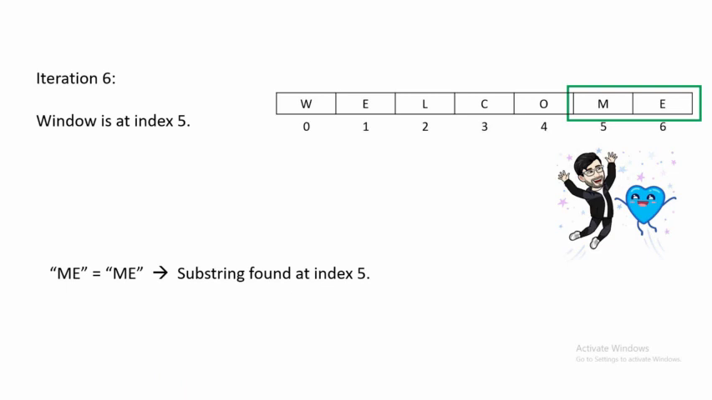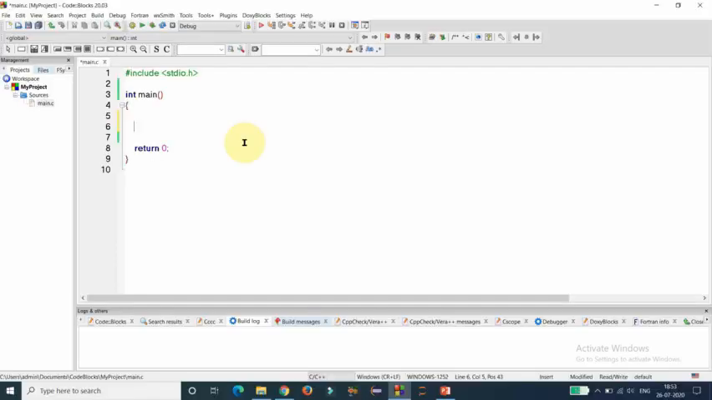Now we are going to switch into the C compiler. First I am declaring and initializing the base string. Then I am declaring a variable for the substring. Then I am declaring integer variables to hold the length of the main string and substring. And also I am declaring a variable flag.